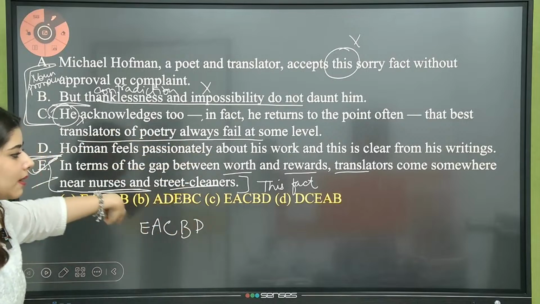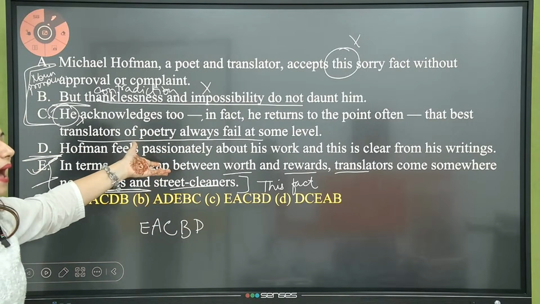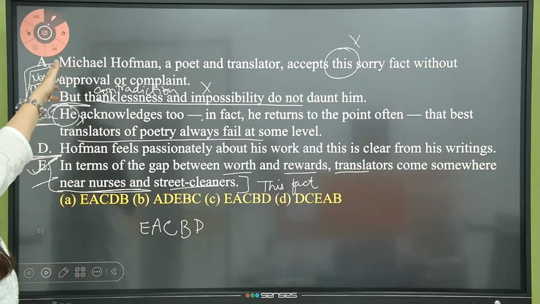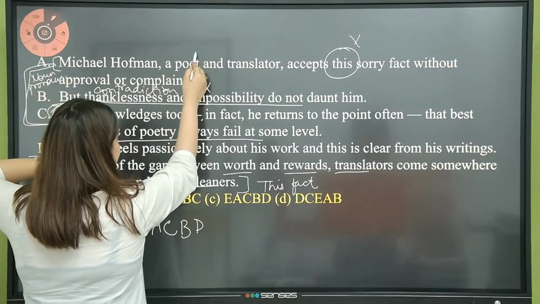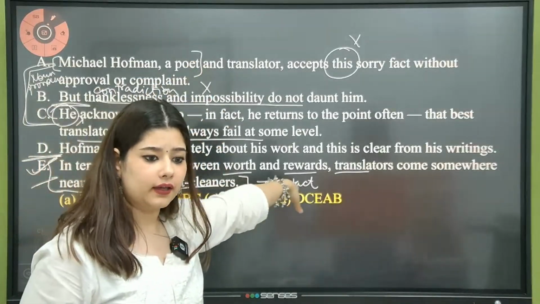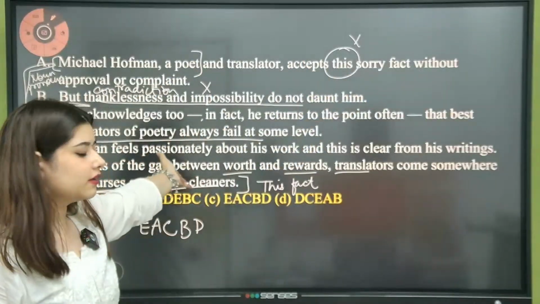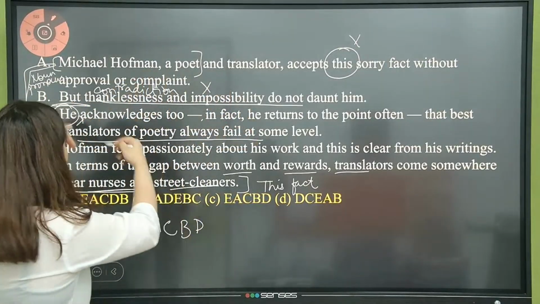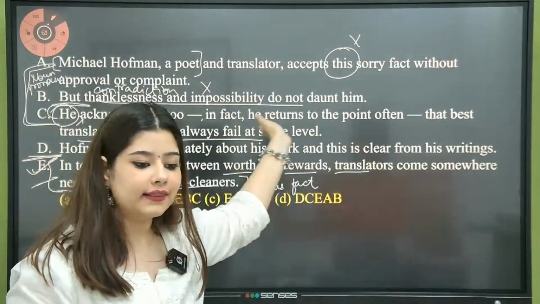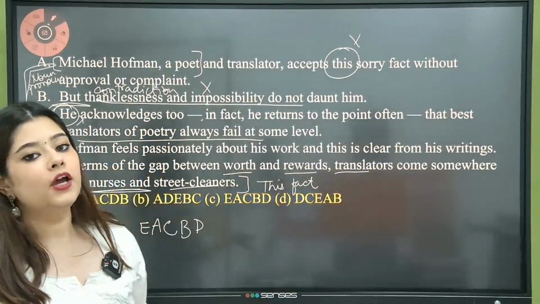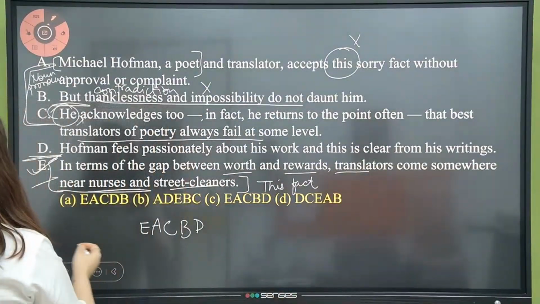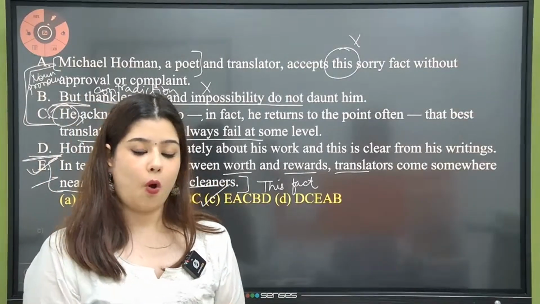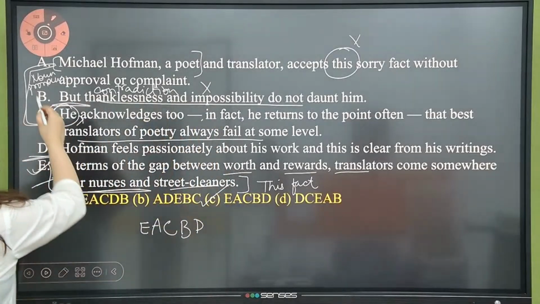E talks about something, a fact, a comparison that has been made. A then elaborates upon the fact that this person, this poet, this translator accepts this fact. What sorry fact are we talking about? This sorry fact, right? And then he acknowledges something, but even though he acknowledges that, thanklessness and impossibility do not daunt him, right? So C would be our option that we are going to choose.